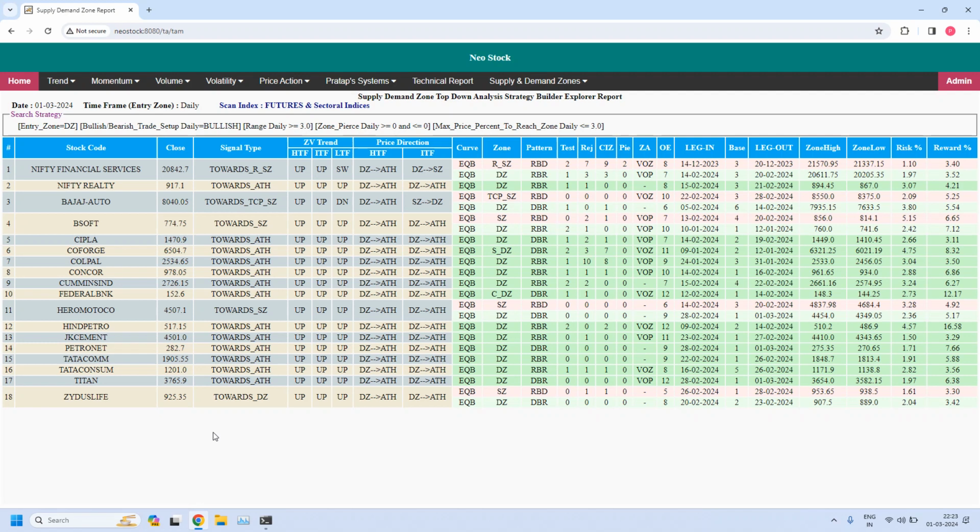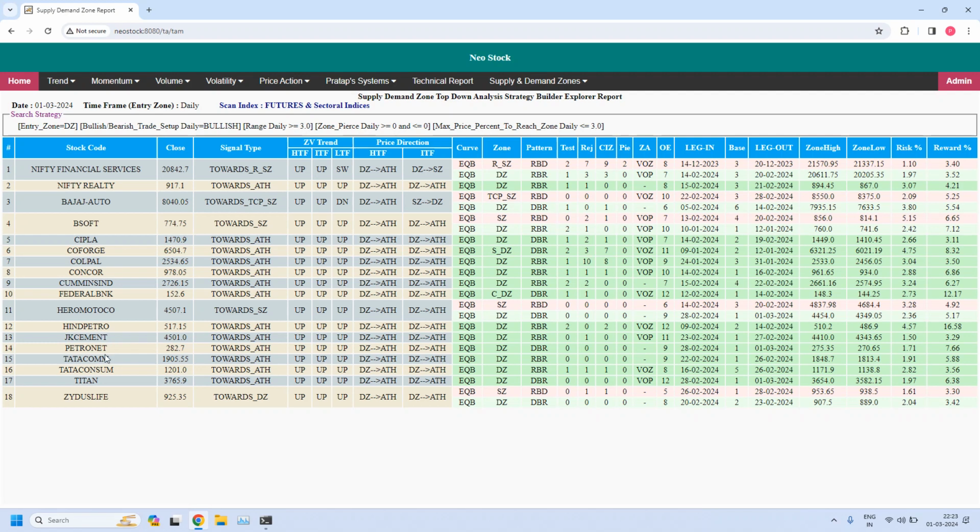So this is how we filtered, and this is the list we got. If any of these stocks are down by 3%, some stocks are down by 2%, and only one stock, if it is down by 1%, tomorrow we will get the entry.